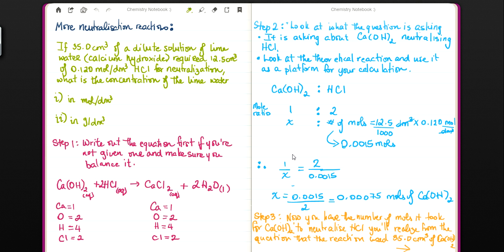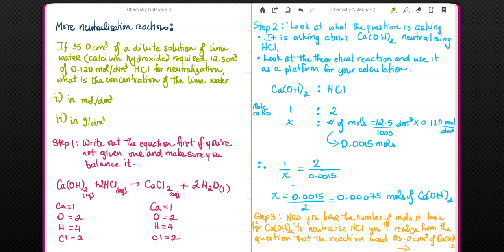Step one. First of all, you're going to write out the equation if you're not given one and make sure you balance it. And there I have my equation with the calcium hydroxide and the hydrochloric acid, and the calcium chloride salt being formed and the water being formed. It's balanced. As you can see, I wrote down my atoms directly underneath the reactant side and the product side.